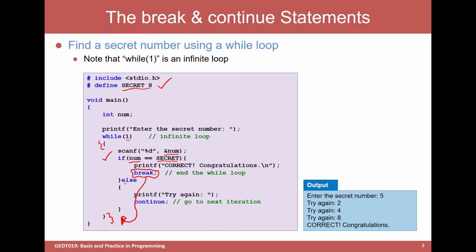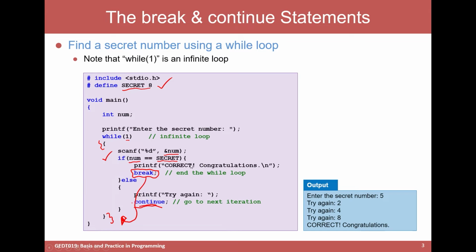Else, if you don't guess correctly, I will say try again, and then I will say continue. What does continue mean? Continue means just start the loop again. Go to the next execution of the loop. You just jump to the beginning of the loop and execute the code again. So every time you see continue, it means don't do anything, just go again and run the loop one more time.